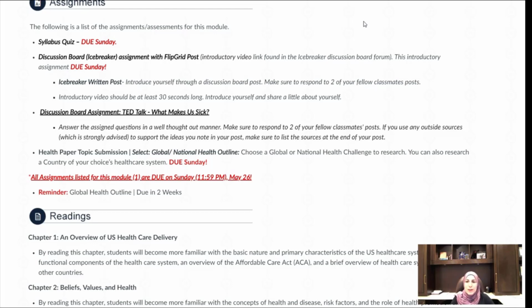And you also have a health paper topic submission that you need to do this week. And I know this is the first week of class, but I do want you to brainstorm a topic that you're interested in the area of healthcare. It could be a global health challenge. It could be a national health challenge. It could be examining a healthcare system, comparing another country's healthcare system with that of the US. So you have different options to choose from, but I do want you to take the time to brainstorm your topic and choose a topic that really sparks your interest.